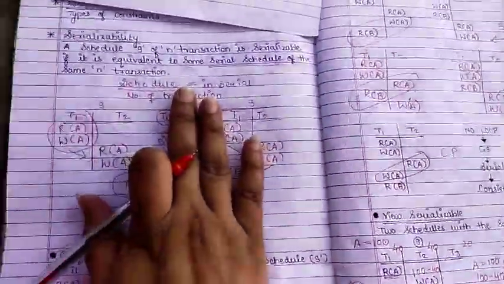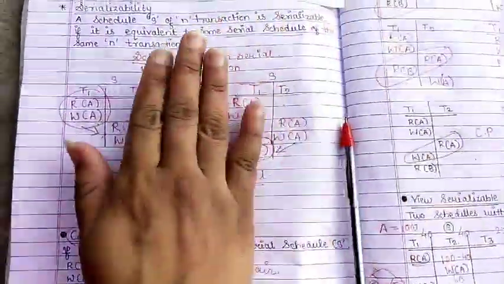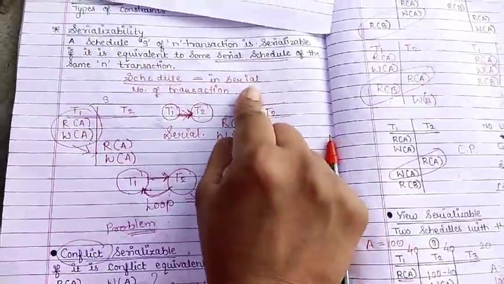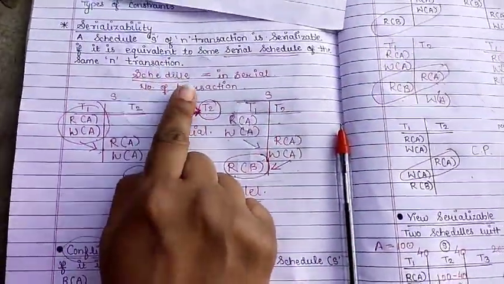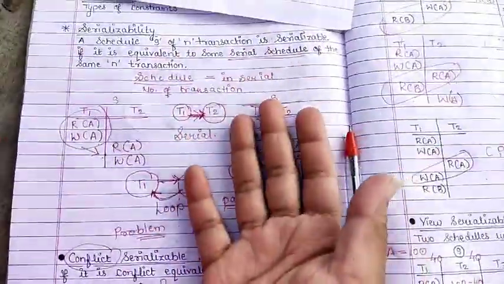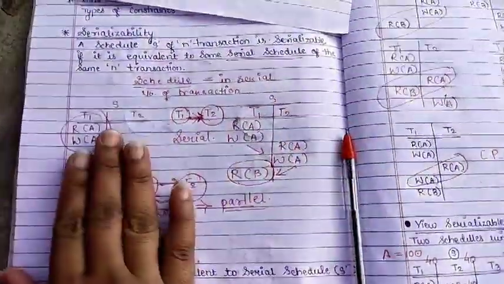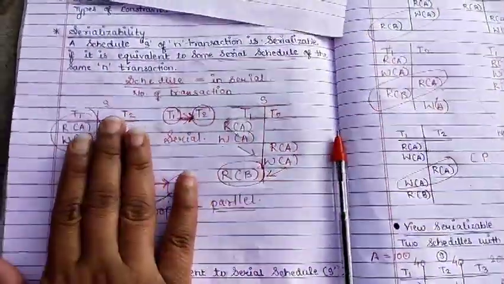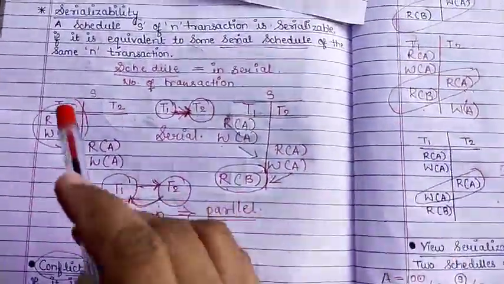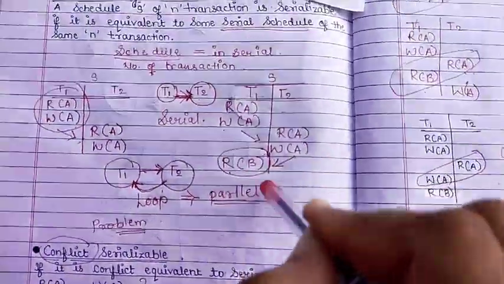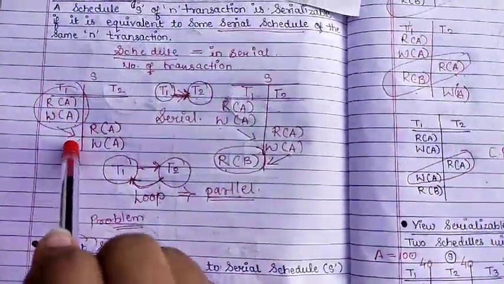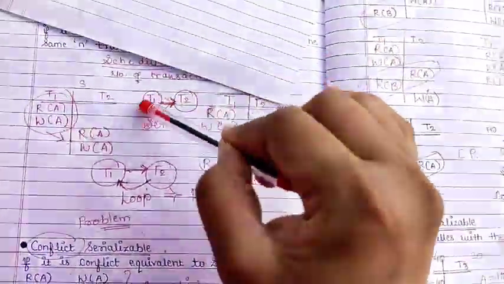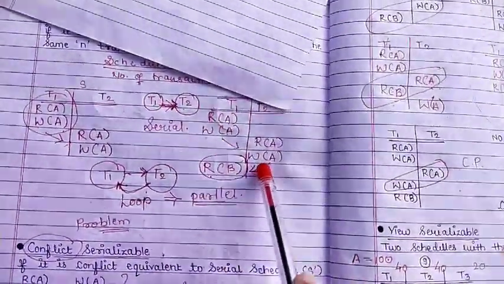Serializable means that whatever the schedule is, it should be in the form of a serial. Now what do we mean by a schedule? A schedule is a number of transactions, more than one; it can be 2 transactions, 3, 4, 5, 6 and so on. So this is one schedule, this is another schedule. These schedules have two operations, read and write, right? So this schedule is in serial form, and whether this schedule is parallel.